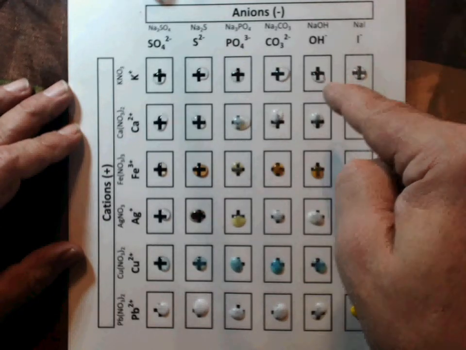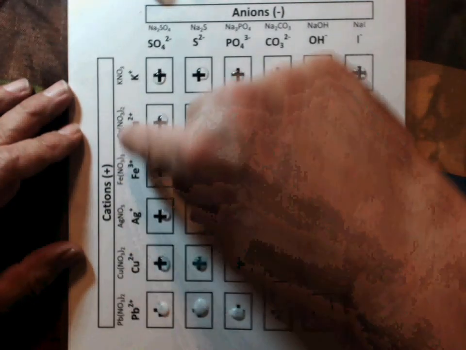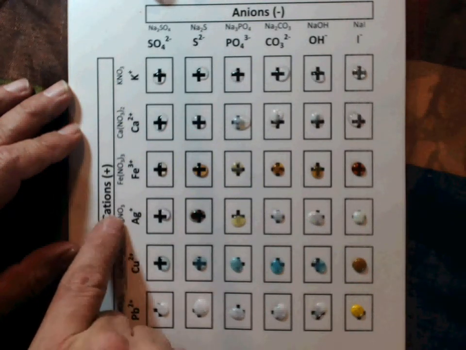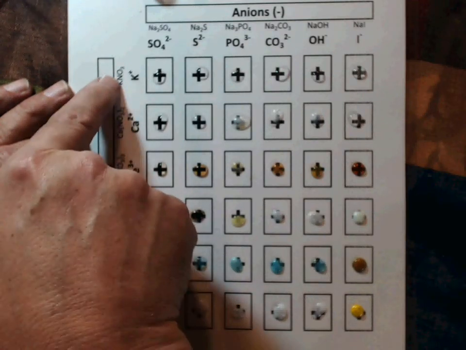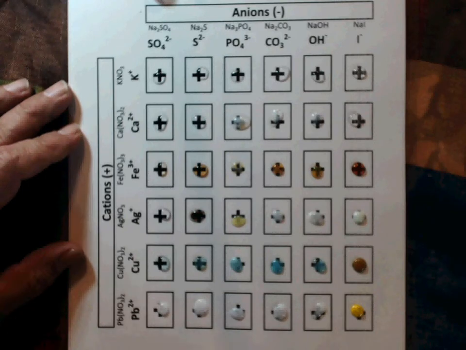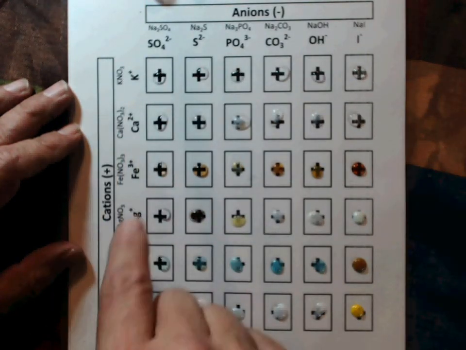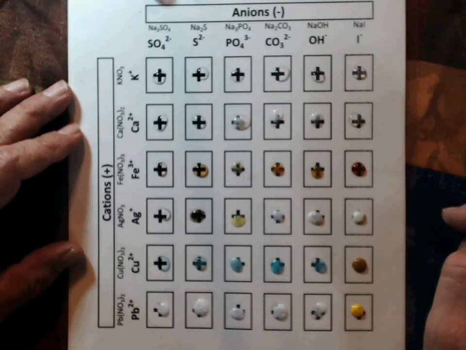Now, the next thing you want to do is find out if any of your cations are also soluble and with what. Likewise, you can look at your cations and you can see that all of the cations have been combined with nitrate. So we have lead nitrate, copper nitrate, silver nitrate, iron 3 nitrate, calcium nitrate, and potassium nitrate, and that should lead you to the conclusion that all nitrates are soluble, and you can look to see if any of the other cations are also soluble.